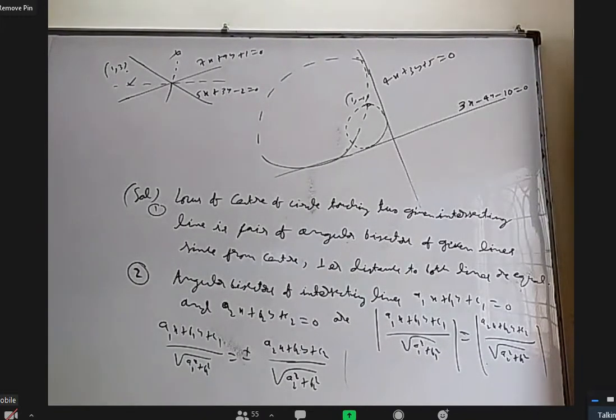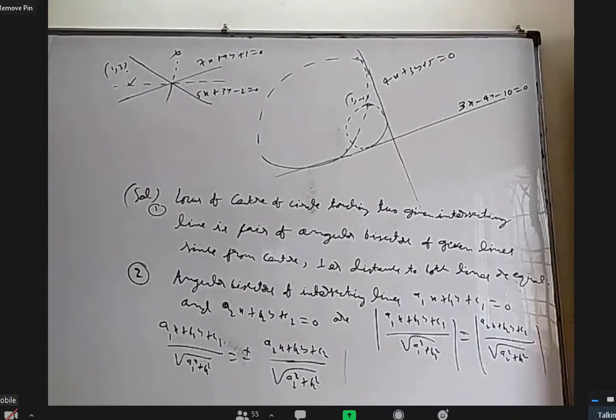I'll find both the angular bisectors. From (1, 3), I'll find the perpendicular distance to both of them. Whichever is less, that is correct, otherwise not correct. Is that logic okay? Yes, sir. Okay, no, that's not okay.